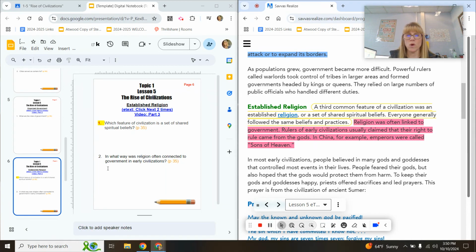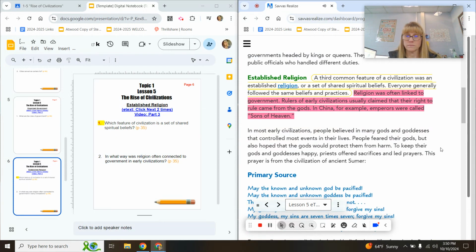Number 2, in what way was religion often connected to government in early civilizations? Go ahead and get the answer from the pink highlighted sentences here. All right, let's continue to just listen to what is happening here.